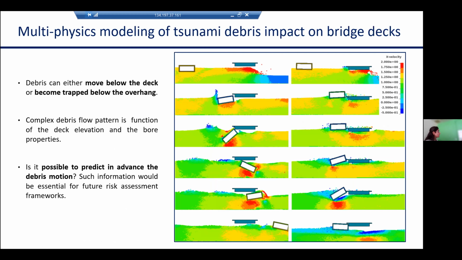One of the fundamental questions which is necessary for future risk assessment is whether it is possible for a designer to predict in advance the debris motion or not. In this slide, we are observing selected snapshots for two different scenarios. The main difference between these scenarios is just the deck elevation. We can observe that the debris show a complex pattern as it propagates inland and impacts the deck. For the higher deck elevation, as the debris impacts the offshore side, it moves below the deck, while for the lower deck elevation, it becomes trapped below the offshore overhang, which demonstrates the complexity of the phenomenon.